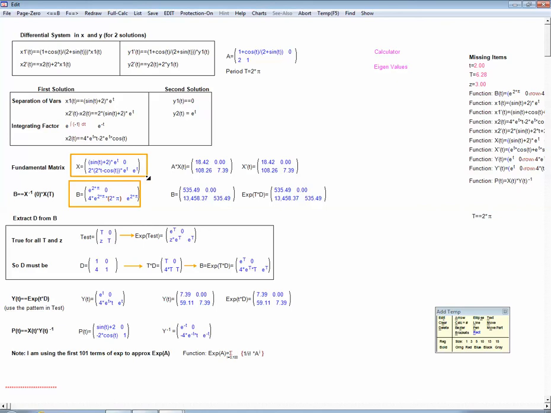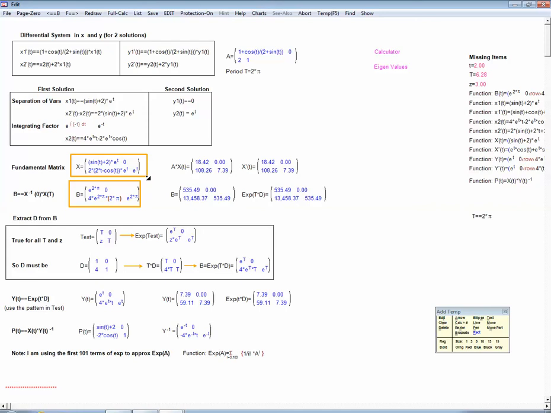And if you check his answer against x, remember it has to satisfy that property that x of big T equals x of 0 times b. His doesn't work, so there's clearly something wrong with his answer. However, the rest of the answer is okay, as far as D is concerned and P of T, etc.